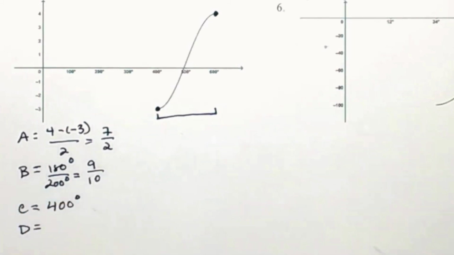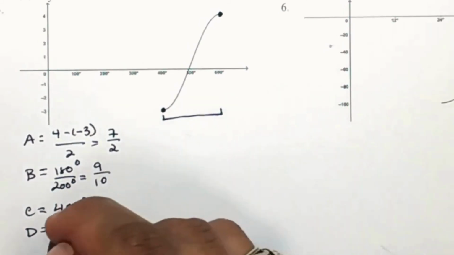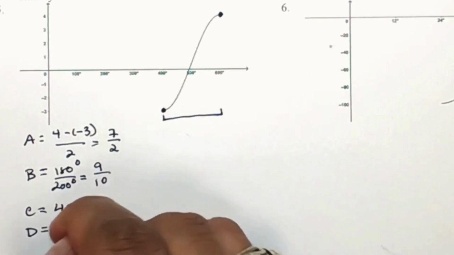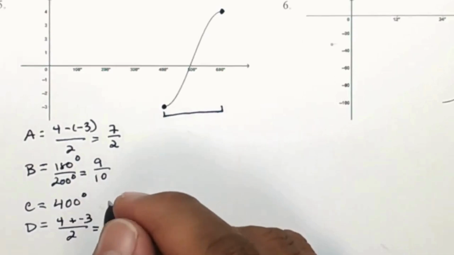Then our value of d is finding the middle. And again, you find the average. So you take the max plus the minimum and divide it by 2. And you end up getting 1/2.